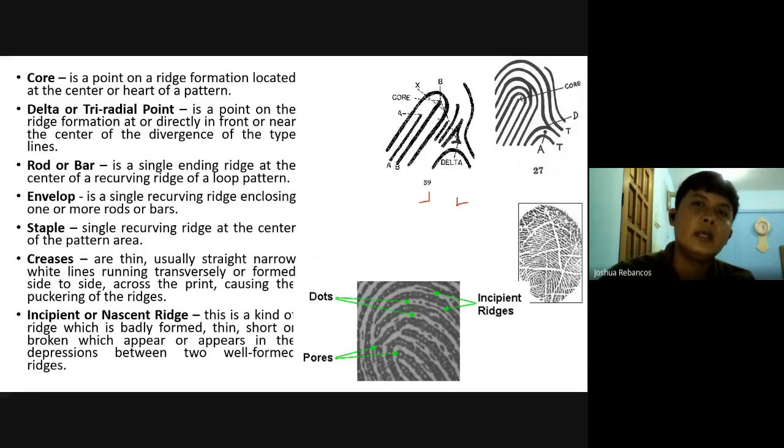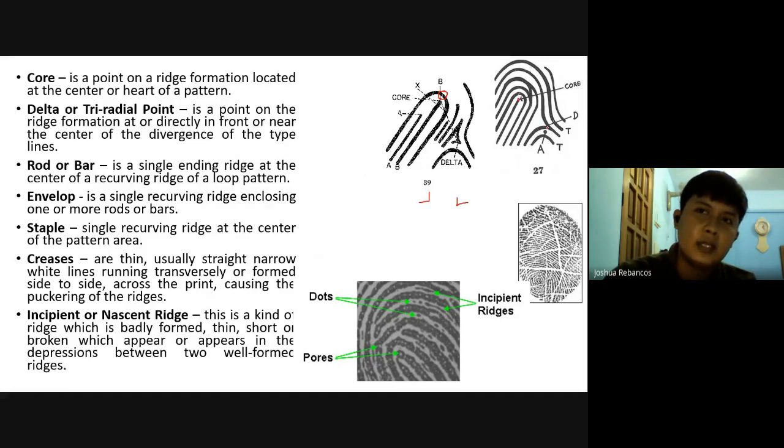Itong core, A or B? The answer is letter B. Ito ang magiging core natin. The ridge closest to the recurve is always the core. Kung wala naman ang dalawang ito, ito ang magiging core. Okay? Ito naman, isa lang ang recurve niya. May isang ridge, core ay meron siyang isang rod. So, ito ang automatically magiging core natin.